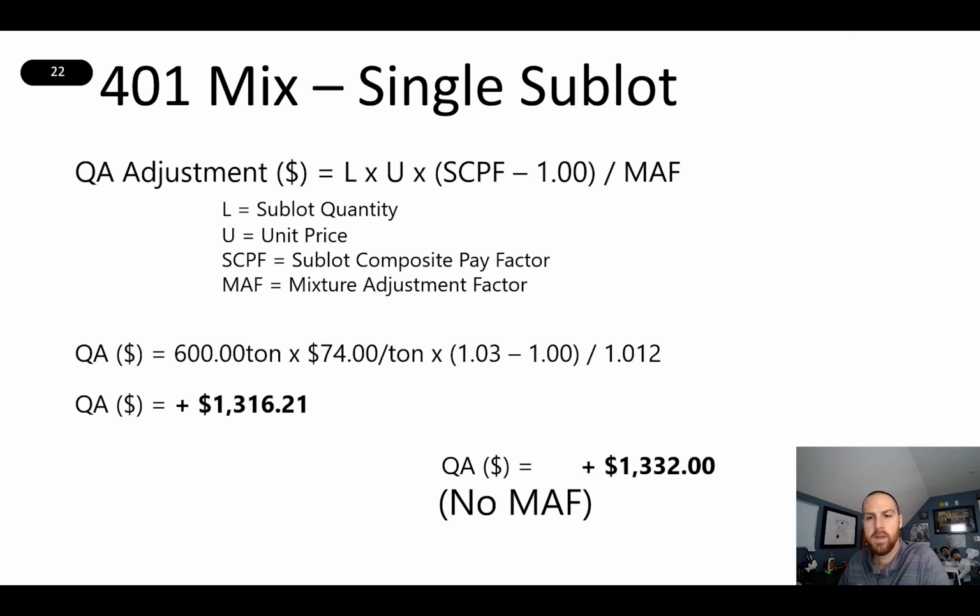Now, for example, without the MAF, it would have come out to $1,332. So NDOT would have paid more for this mix, even though it didn't give us extra coverage or extra lane miles. So that's what the MAF does. It adjusts the tonnage to correct for heavier or lighter mixes.